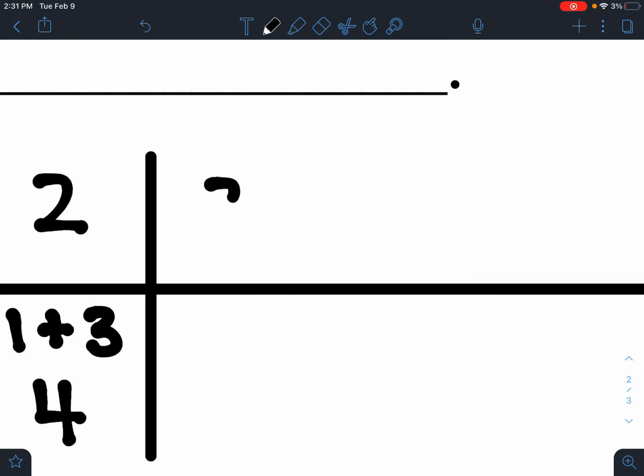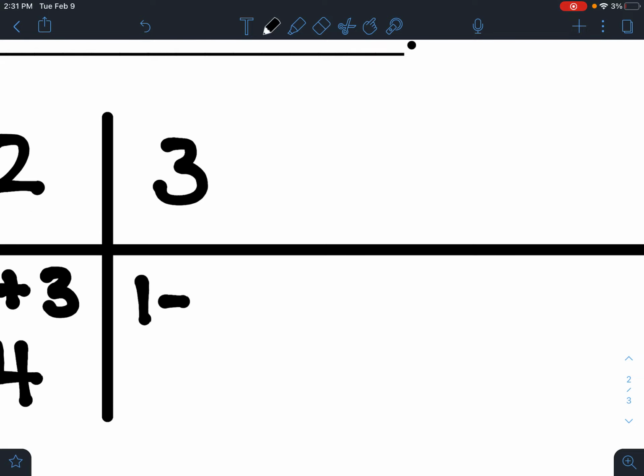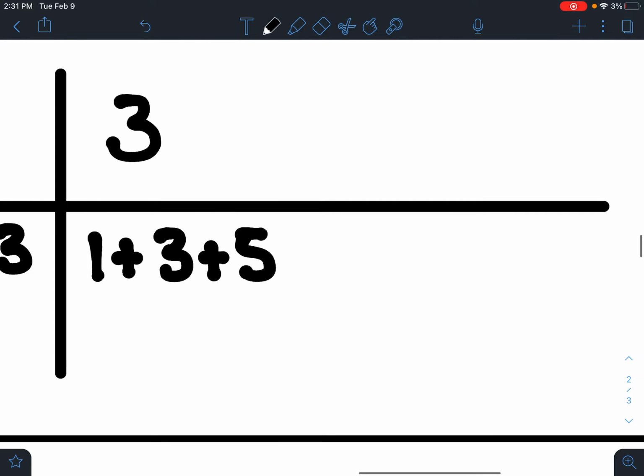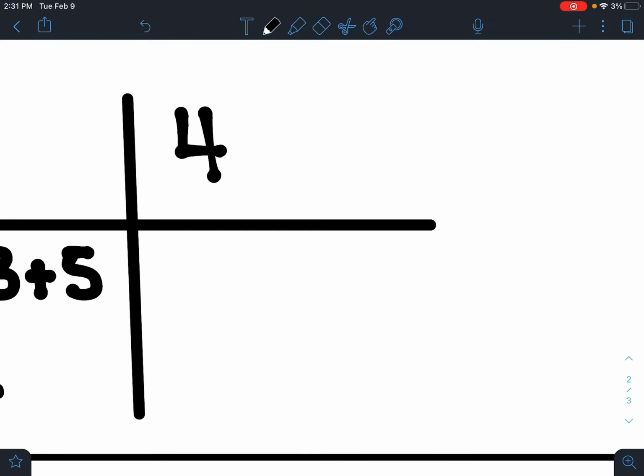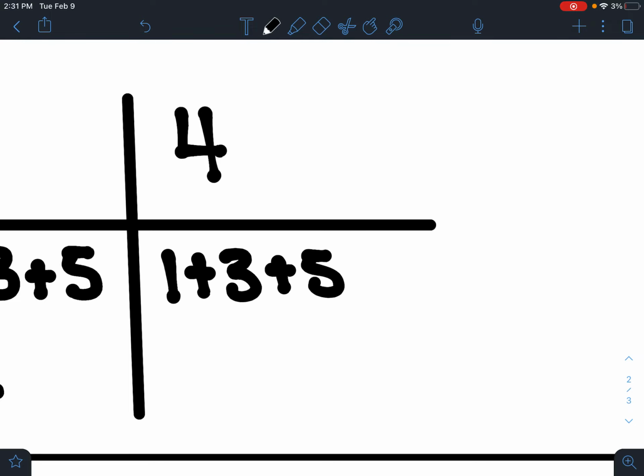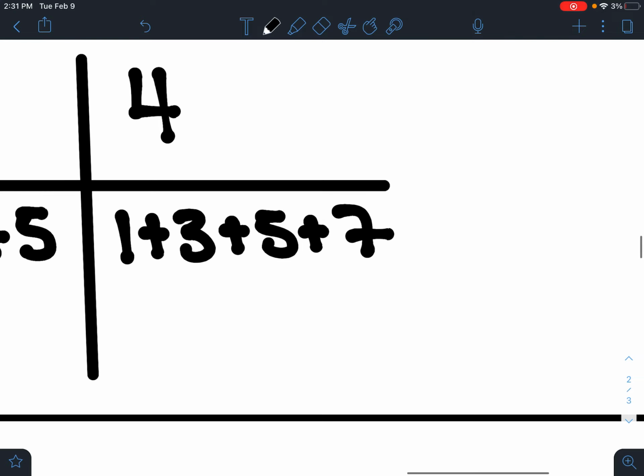All right, let's try the next one. Now we're going to add the first 3 odd positive integers. So I'm going to add 1 plus 3 plus 5. And if I add those 3 numbers together, I get 9. The last one that we'll do, I know I said a minimum of 3, but let's do a fourth one. I'm going to add the first 4 odd positive integers, 1 plus 3 plus 5 plus 7. And adding those together, I would get 16.